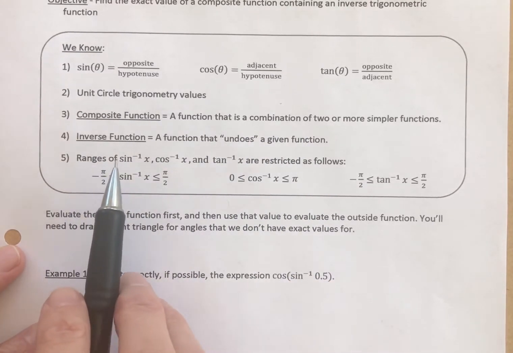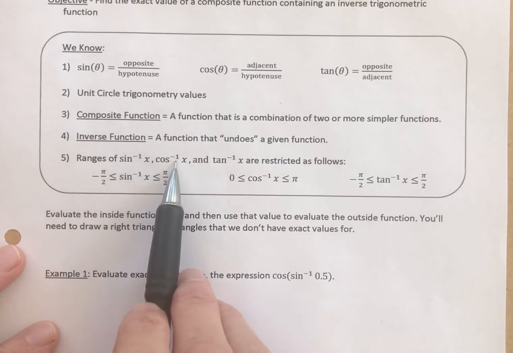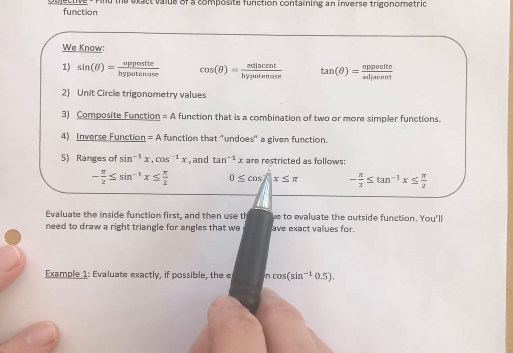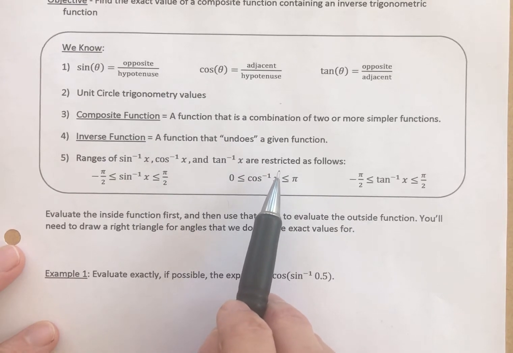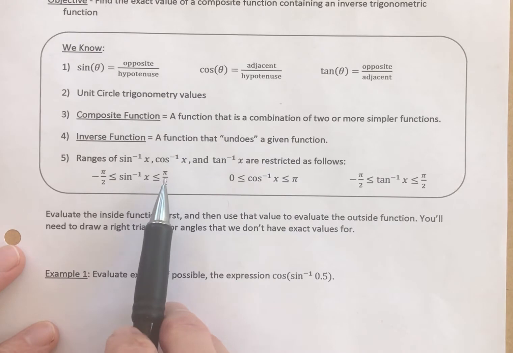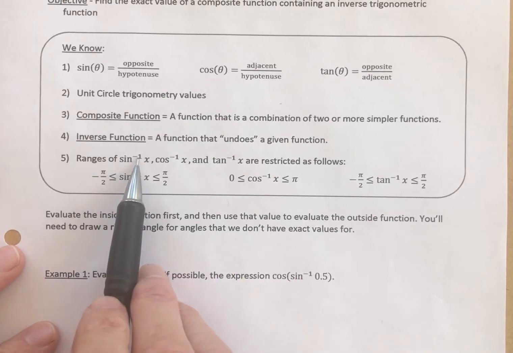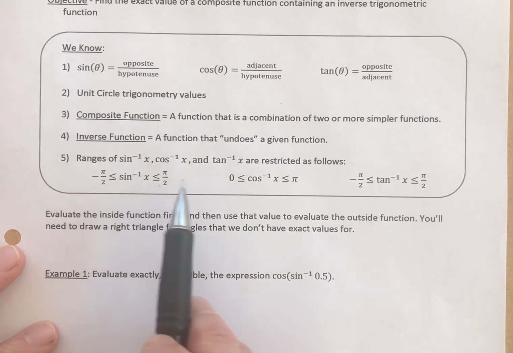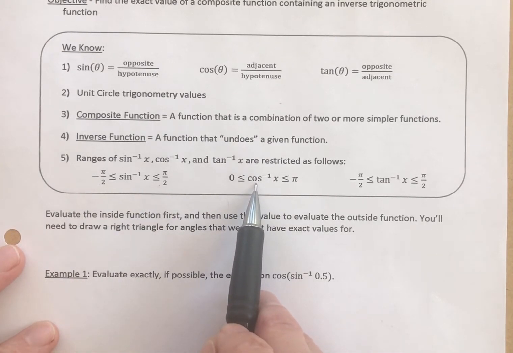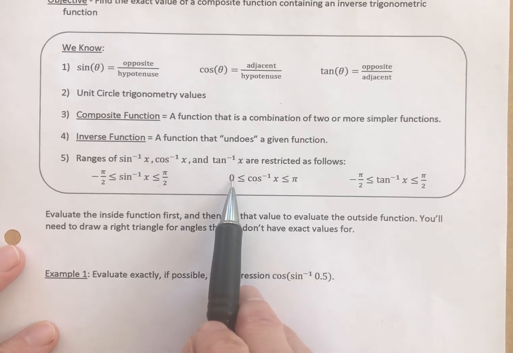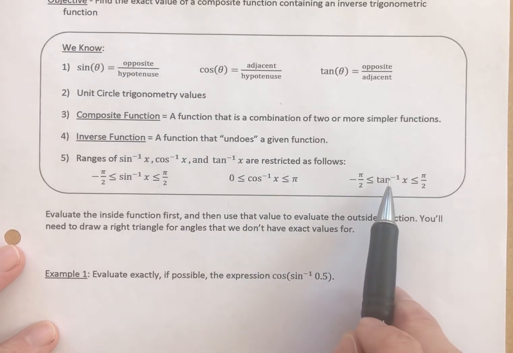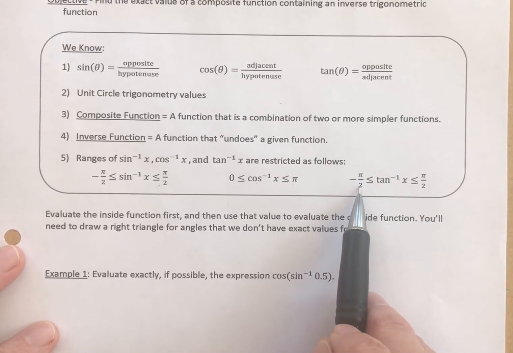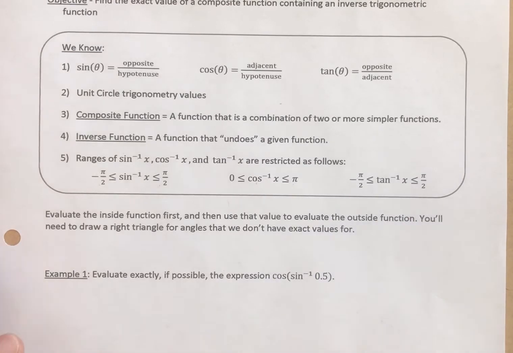And we know that our inverse functions, inverse sine, inverse cosine, and inverse tangent, are restricted because we don't want to have more than one possible answer. So our ranges are restricted: for the inverse sine function, between negative pi over 2 and pi over 2; for the inverse cosine function, between 0 and pi; and for the inverse tangent function, between negative pi over 2 and pi over 2.